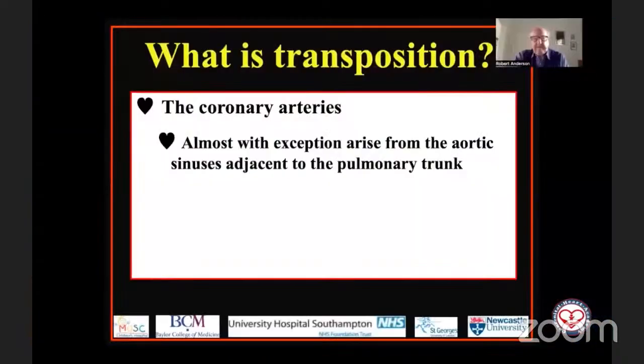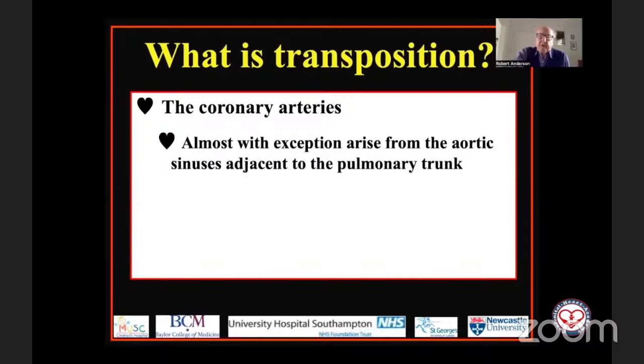So now let's move on to the feature that has achieved great clinical significance with the advent of the arterial switch procedure, because the surgeons now need to know the origin of the coronary arteries. And we know that, almost without exception, the coronary arteries arise from the aortic root, but they do so from the sinuses of the aortic root that are adjacent to the pulmonary trunk.